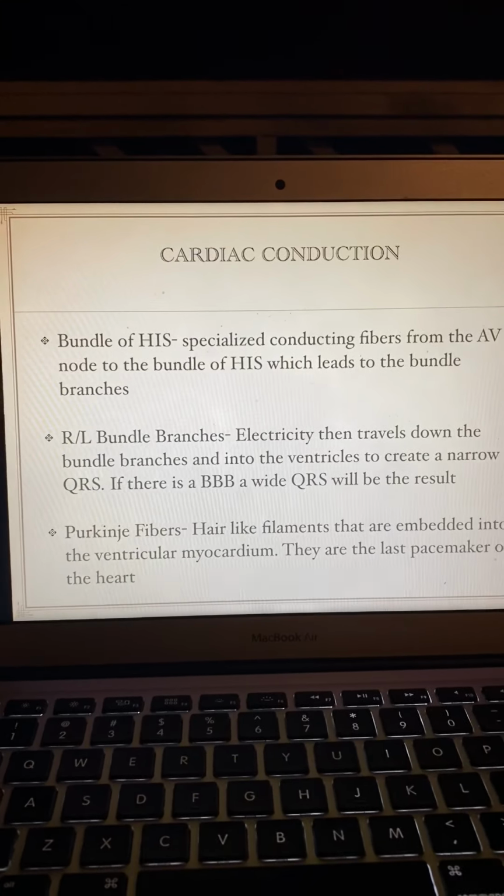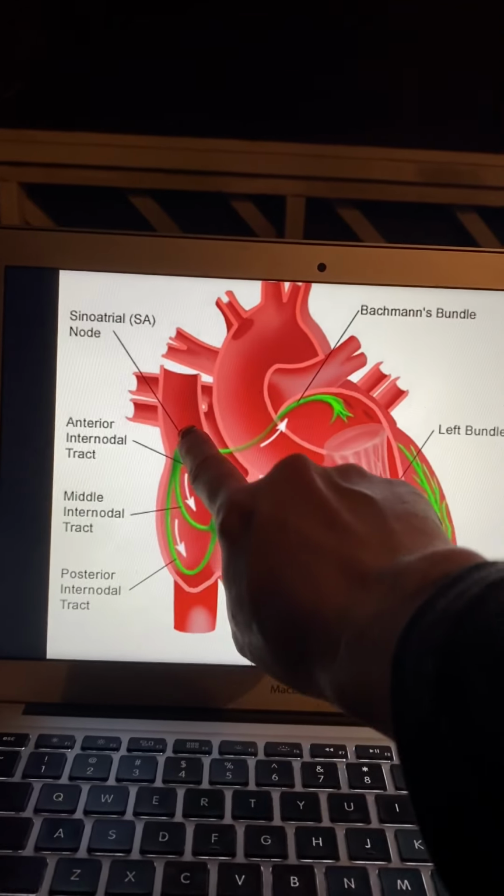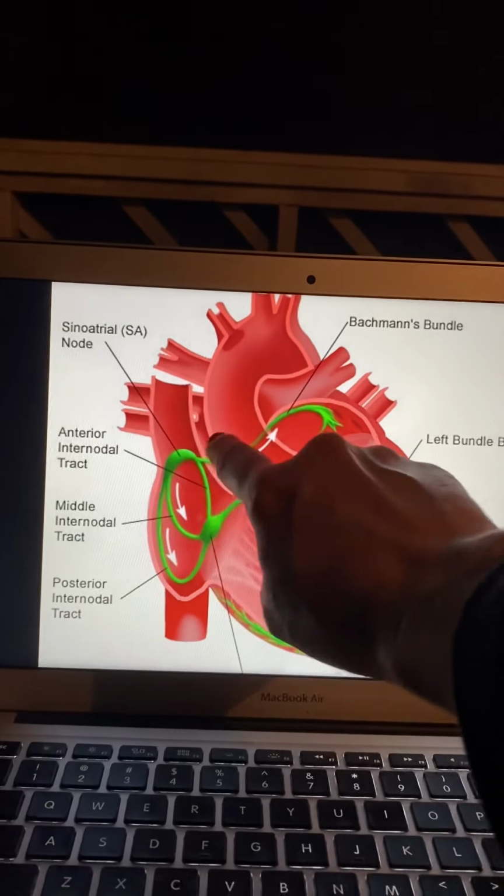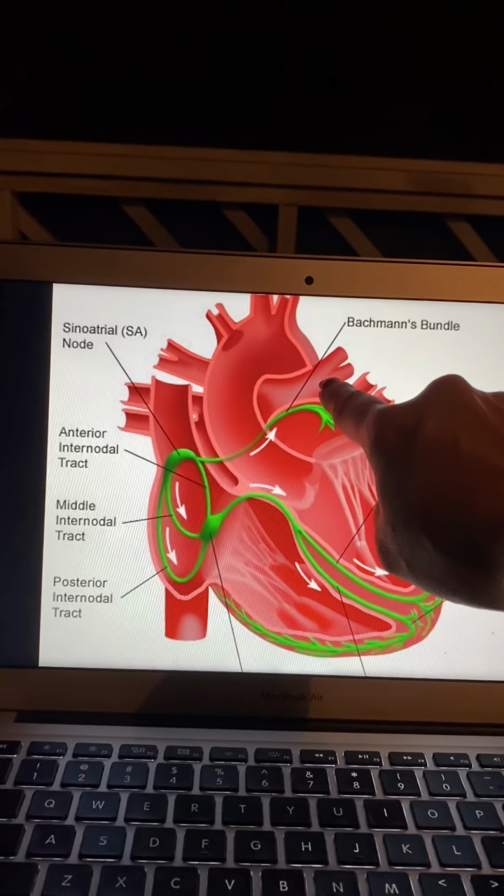So here's a better picture. I'm sure you guys have good pictures in your notes, but I wanted to put this in just so that I could explain it a little better. So like I said, you have your SA node at the top of your right atrium. You see your superior vena cava right here. You have your SA node, and then it travels to both the right atrium and the left atrium simultaneously.